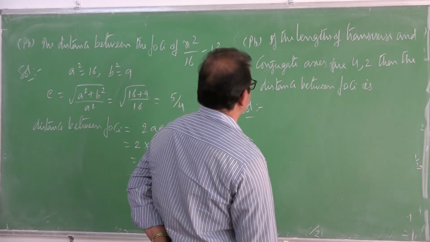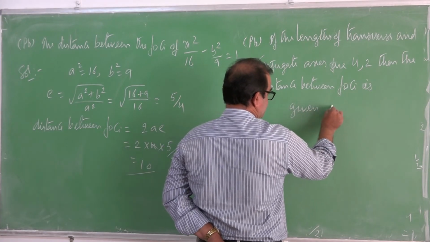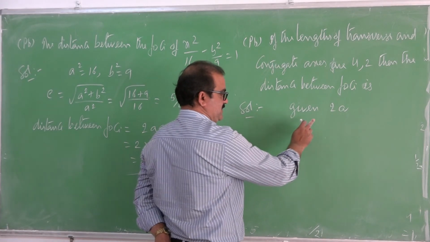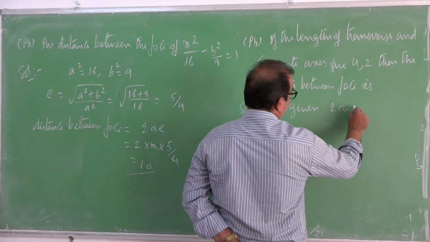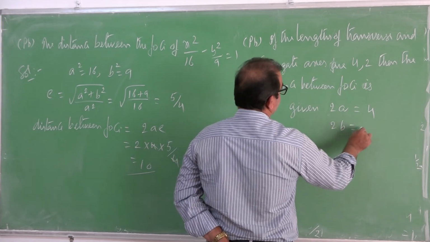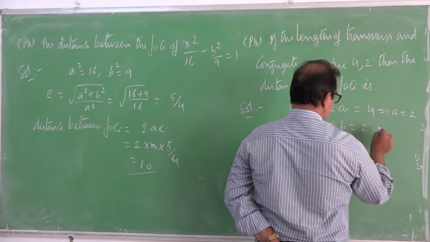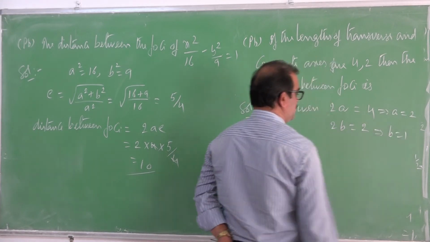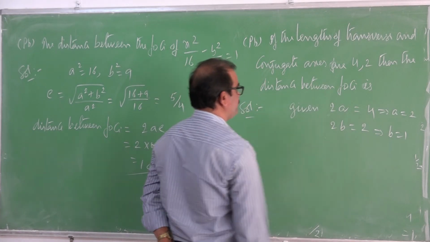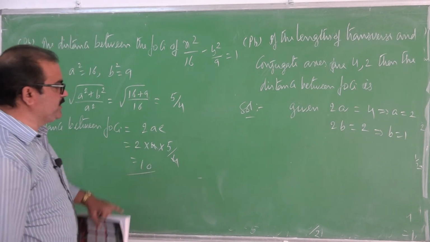Length of transverse axis, that is 4, is given. In a hyperbola, what is the length of transverse axis in standard form? 2a, that is 4. Length of conjugate axis 2b, that is equal to 2. From this a is equal to 2, b is equal to 1. Now find the distance between foci. We already discussed distance between foci is 2ae.